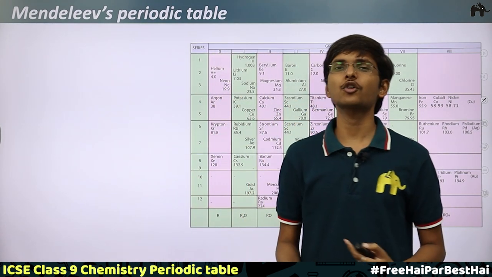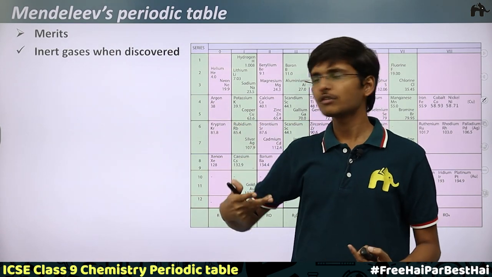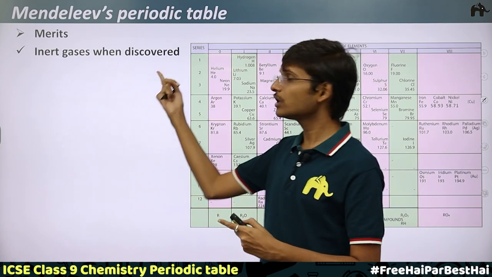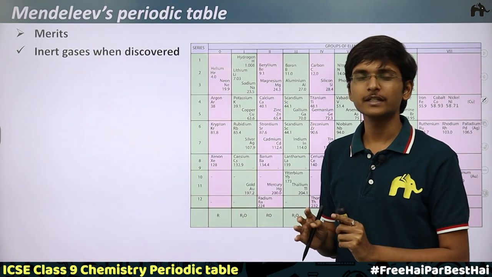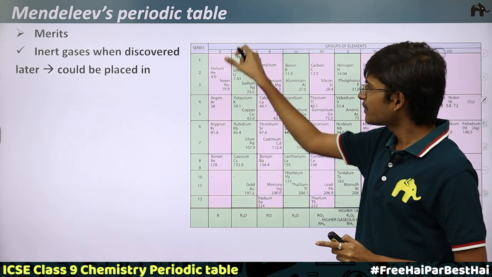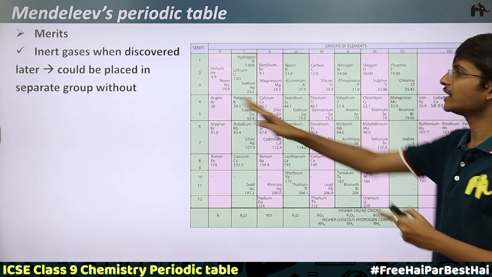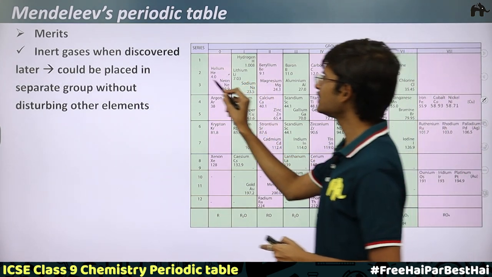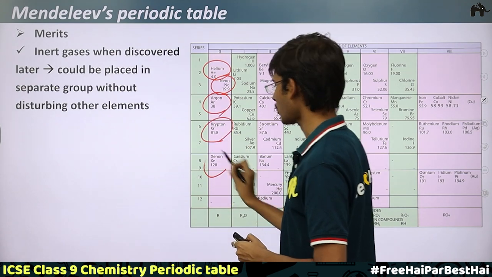But later on, the second important merit was that at the time of Mendeleev, inert gases were not discovered. They were yet to be discovered. But when the inert gases were discovered, they could be placed very comfortably in the periodic table, with a separate group itself, without disturbing the arrangement of the other elements. Clear? You can see here these are the inert gases: helium, neon, argon, krypton, xenon.